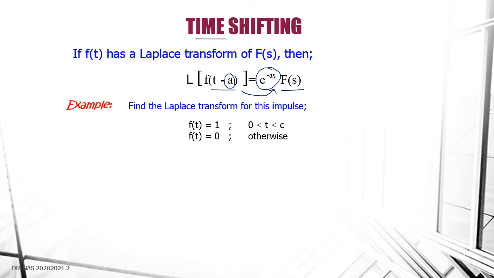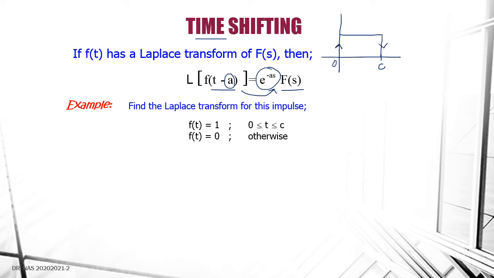Okay, let's look at this example. Find the Laplace transform for this impulse. So given the equation f(t) equal to 1 from 0 to c, from 0 to c, the magnitude is 1. Otherwise it is 0. So you have this signal.